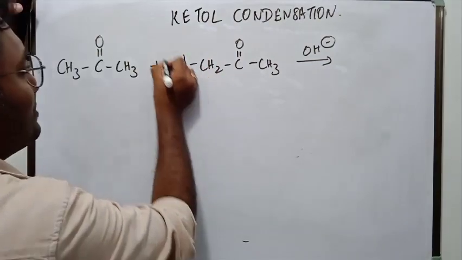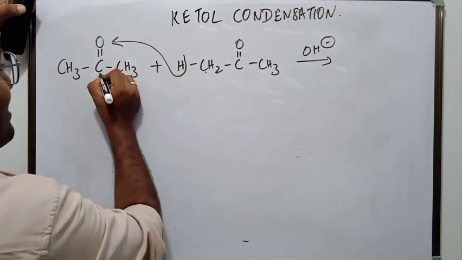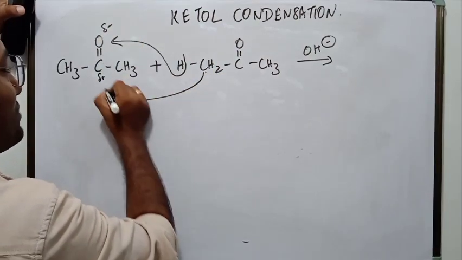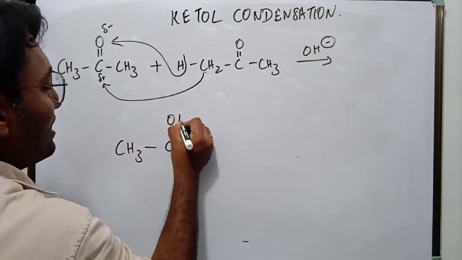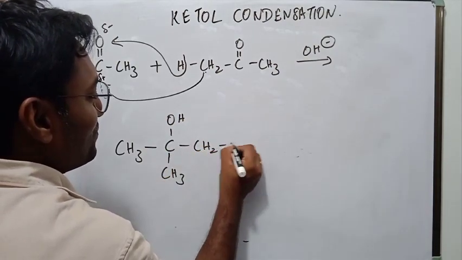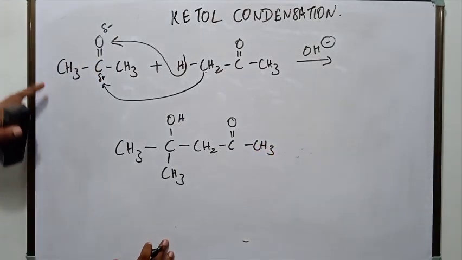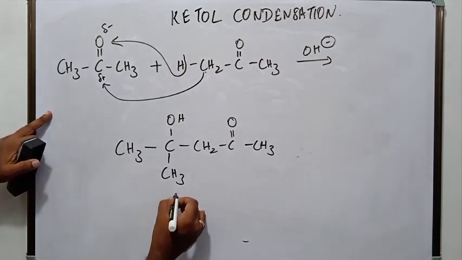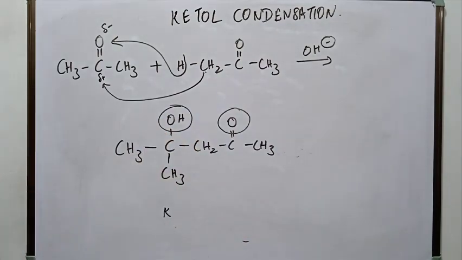Now this H would go here, correct? And this enolate ion, this is positive, this is negative. This enolate ion will just attach to the electrophilic center. So what you get? CH3 COH CH3, right? CH2. This is a ketol, correct? What are the two functional groups? OH group and ketone group. This is a ketol. Fine.